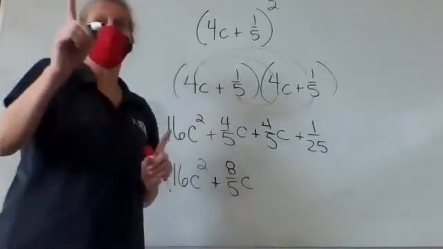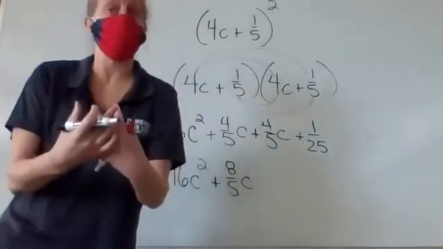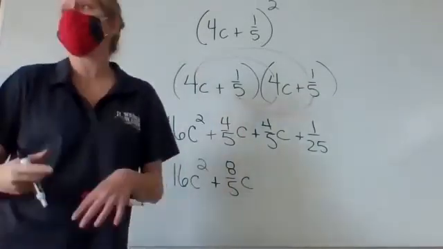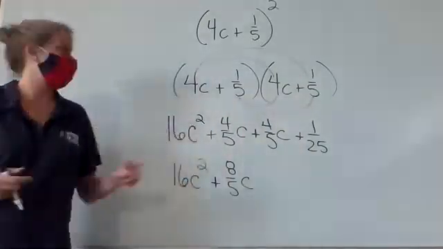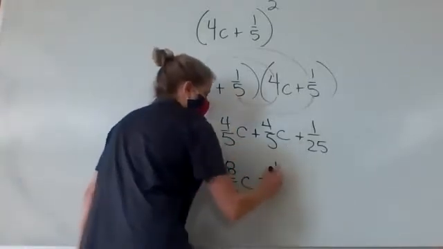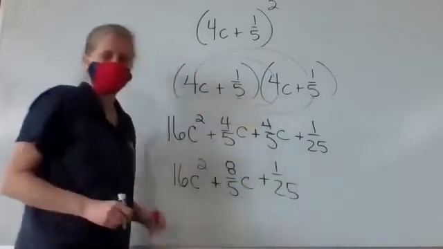Not squared, just c, because I'm not multiplying. That is the most common mistake. I'm just putting these all in the same basket. That doesn't make them squared. You only get squared when you're multiplying. Bring down the plus 1/25.